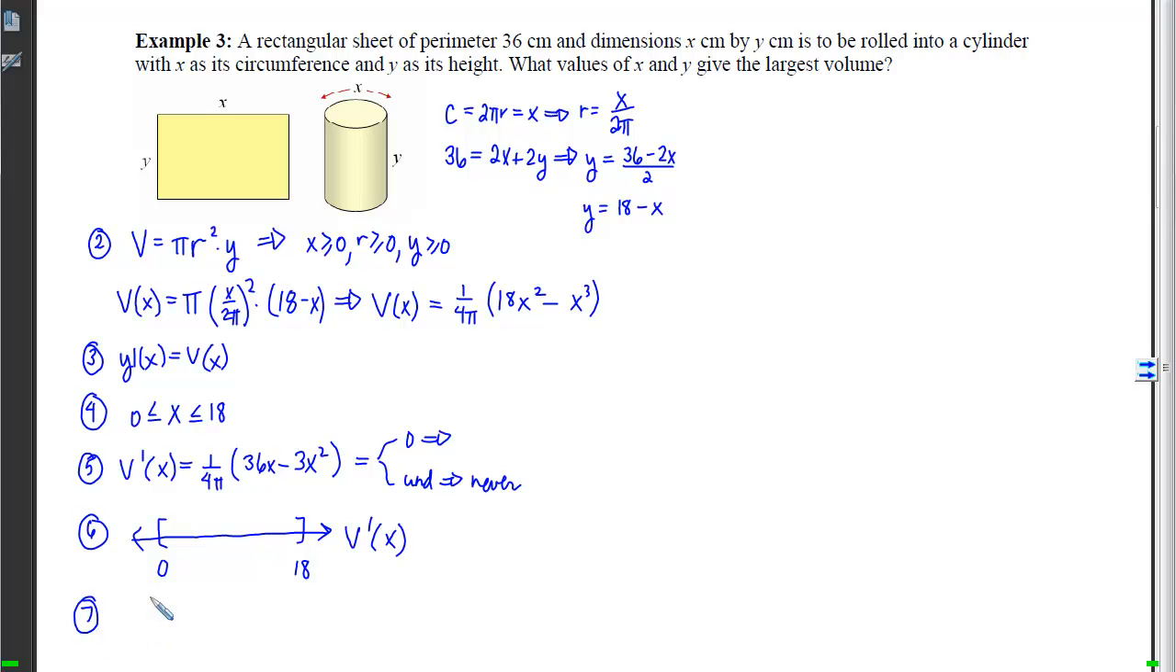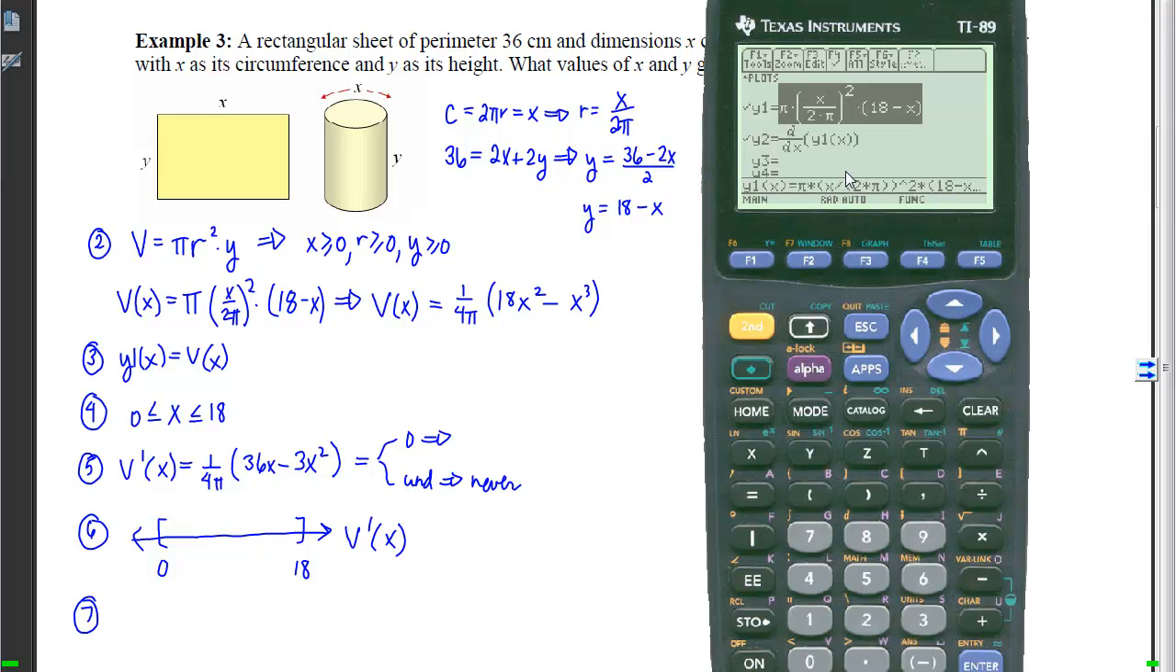So let's go to our calculators now, and I would like you to enter y1 is this, y2 is the derivative of y1, and you want the appropriate window. So pause your video and go do that.